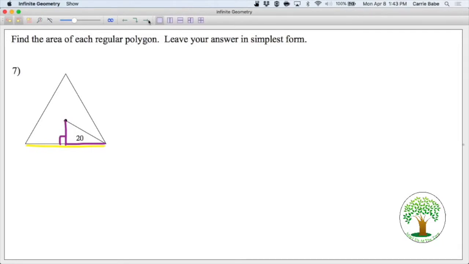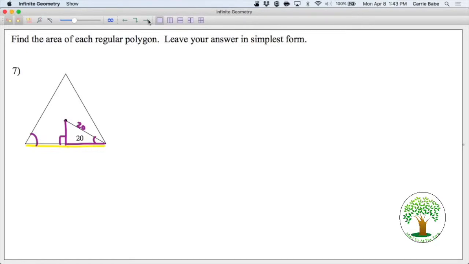And 20 is the radius. I'm going to make sure we understand that 20 is this piece here. Okay? How much is that angle right there? How much is the whole angle? Oh, the whole angle is 60. How do you know that? Because it's a regular polygon.